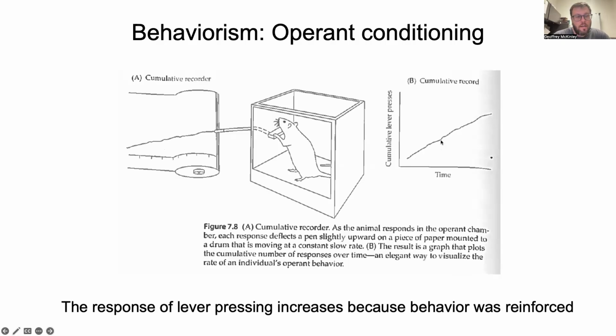So a shallower line means that there wasn't as much learning, whereas if it's steep, then that means there was a lot of learning. The main point I want to make is that the response of lever pressing increases because the behavior of lever pressing was reinforced, usually by some sort of pellet or food.